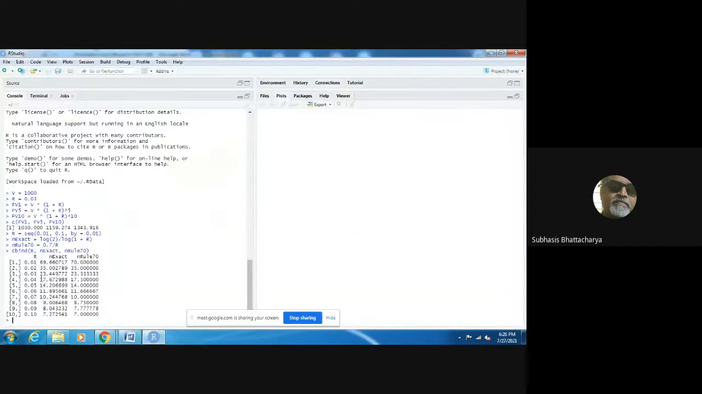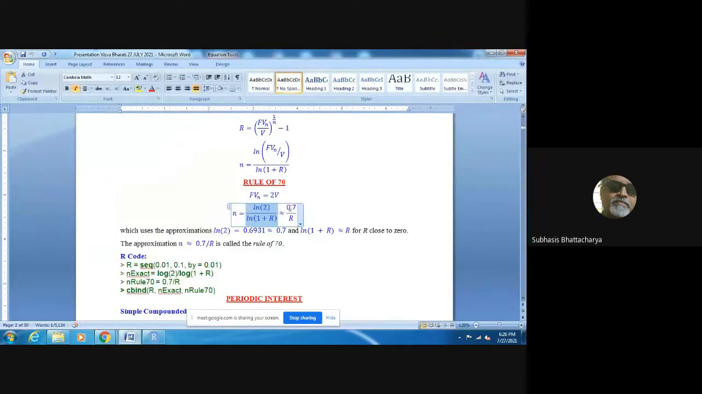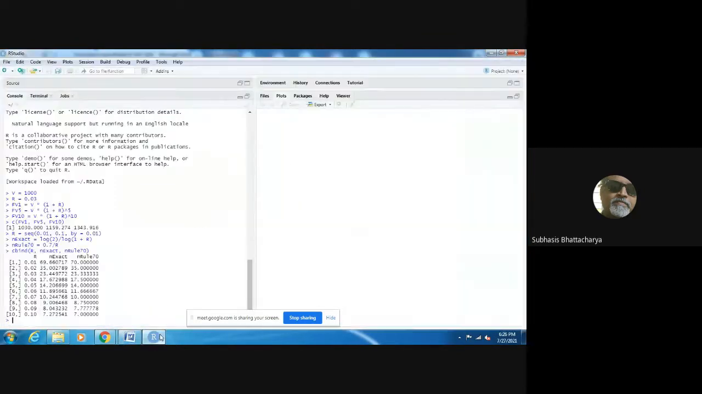That value is 69.66, and if I apply this formula, that is 0.7 by R, these two values are approximately close to each other, it becomes 70. If R is 2%, then it is 35. If R is 3%, these are the values for the different values of R.